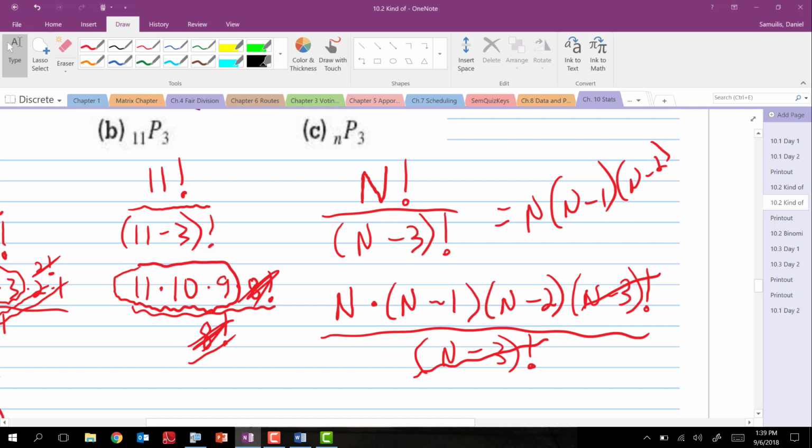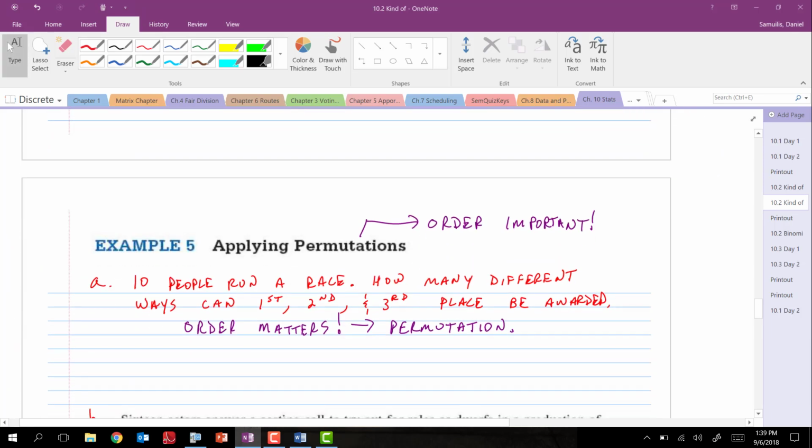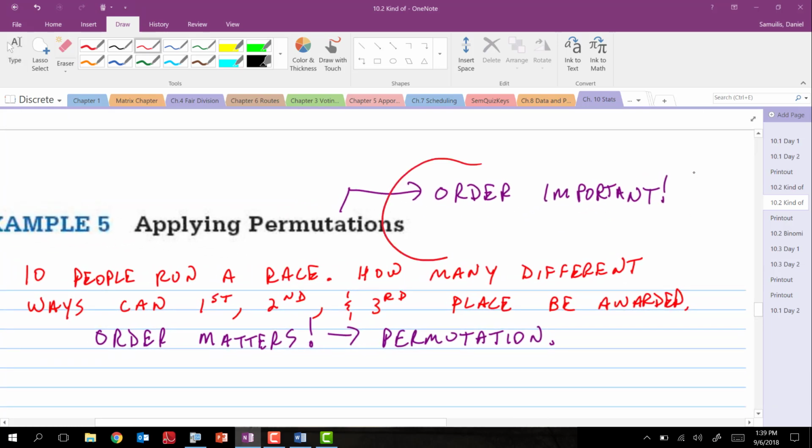Okay? So that's what it says. It's like writing a formula out of that. Remember, permutations are when, what's this word or these words right here?